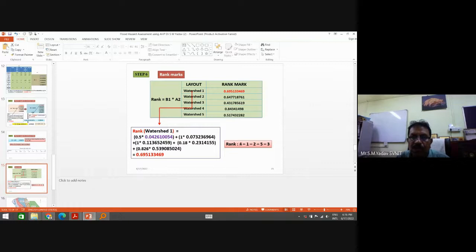Watershed 4 is at the highest risk, having the highest hazard, then comes 0.84, then 0.69, then 0.64, then 0.51, and 0.43. So the ranks are watershed 4, 1, 2, 5, and 3. High hazard is number 4, then 1, then 2, then 5, and then 3.